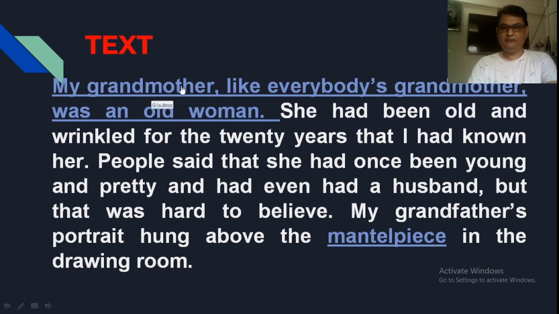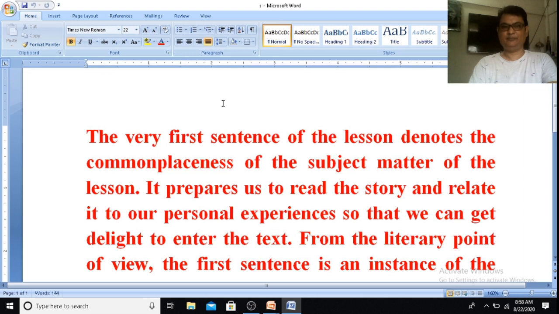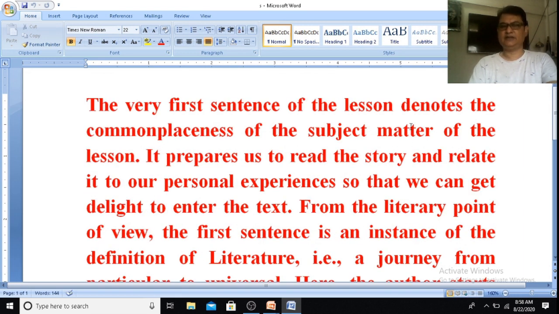Now, this very first sentence is remarkable. I have to explain the significance of the very first sentence. The very first sentence of the lesson denotes the commonplaceness of the subject matter of the lesson. It prepares us to read the story and relate it to our personal experiences so that we can get delight to enter the text.